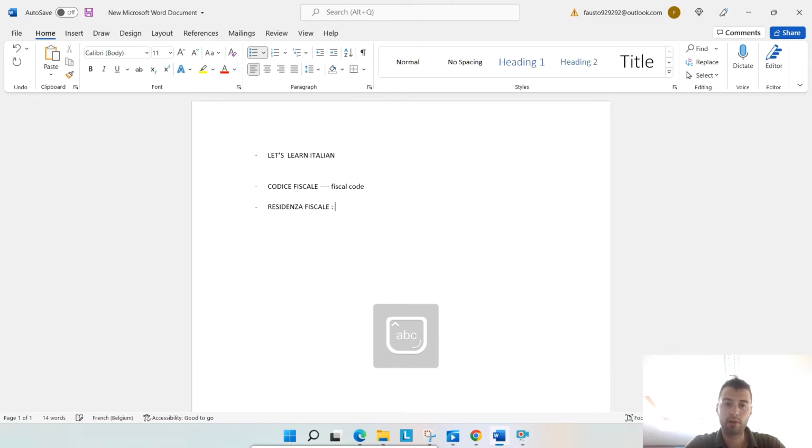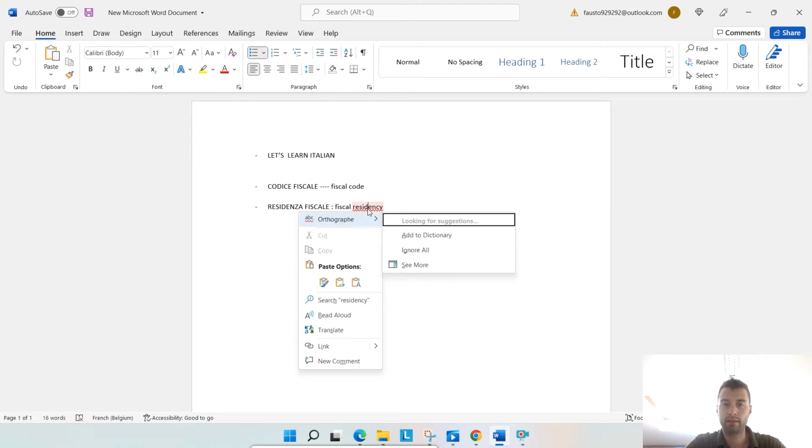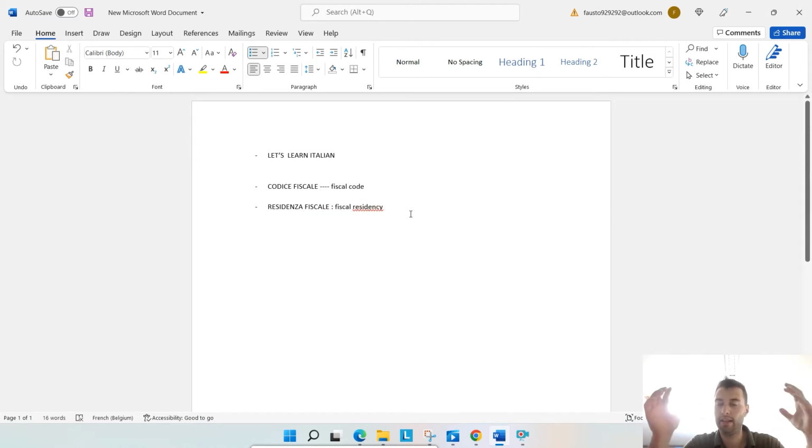Second word is residenza fiscale. And this is very important. What is the residenza fiscale? Well, it's fiscal residency, or we can say where you pay the taxes. So the residenza fiscale is, for Italian purposes, the state, city, where you are domiciled and where you pay the taxes. So if I am born in Italy, by default, I am residente fiscale in Italy.